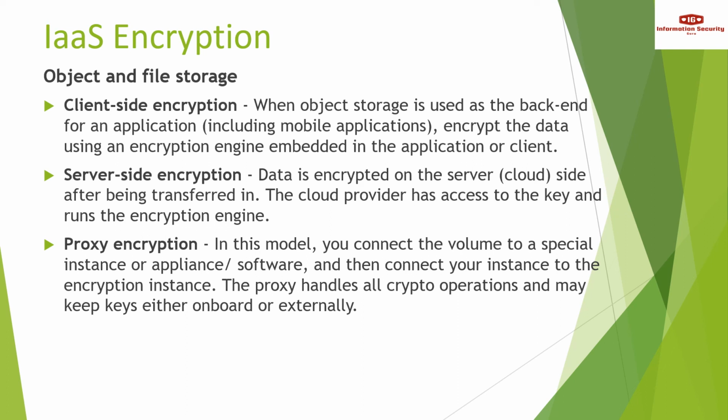Basically, in proxy encryption you're sending your data to a third party, which can be an instance, appliance, or software. They will encrypt the data, they will manage the keys for you, and then will transfer the data to the server or cloud object storage or anywhere you want. So these are the basic three types of encryption that can be done in IaaS encryption.